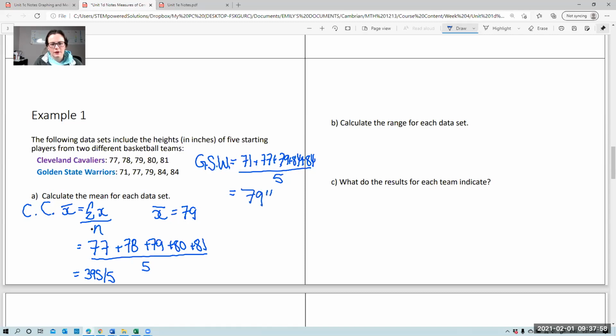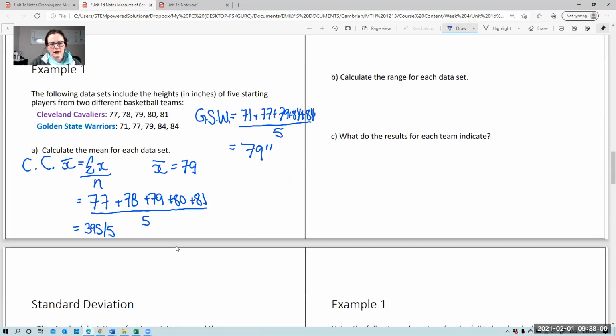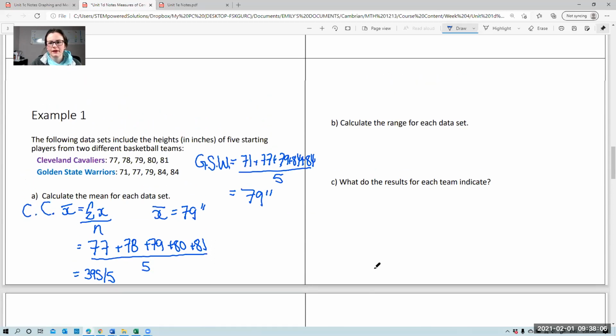We should also include units in our answers. So 79 inches and 79 inches. So they both have the same average. Calculate the range for each data set. So I'm just going to go up top here and calculate the range for the Cleveland Cavaliers, which is the maximum data value subtract the minimum data value.